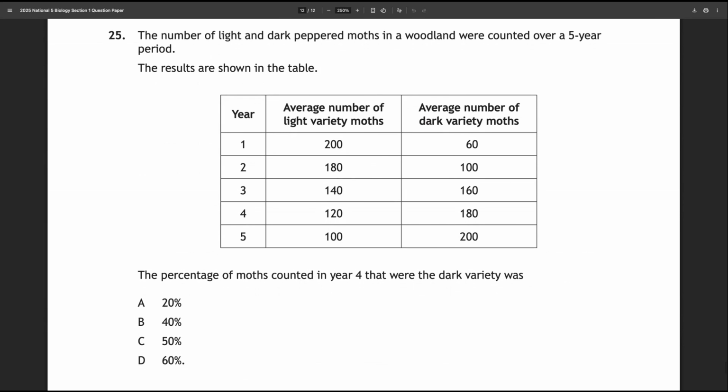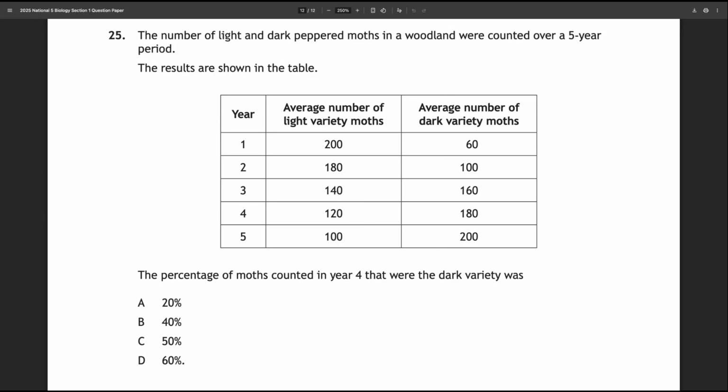Question 25. The number of light and dark peppered moths in a woodland were counted over a 5-year period. The results are shown in the table. So we can see the average number of light moths going down by about 20 or 40 every year. The average number of dark variety moths is increasing for every year, again going up by 40, 60, 20 over the course of those 5 years.